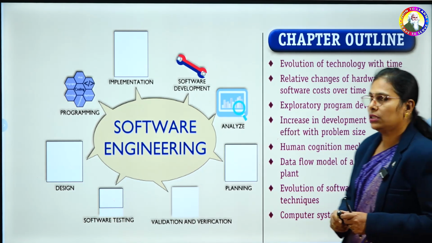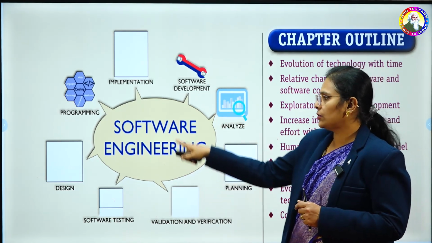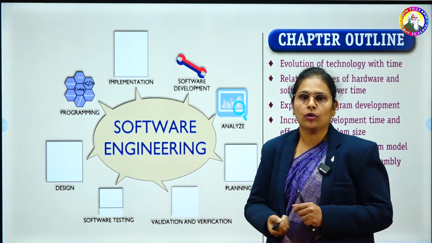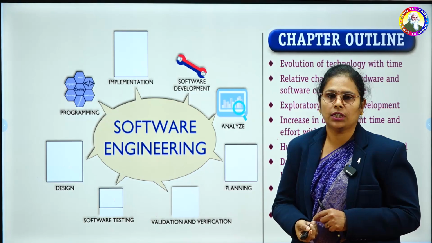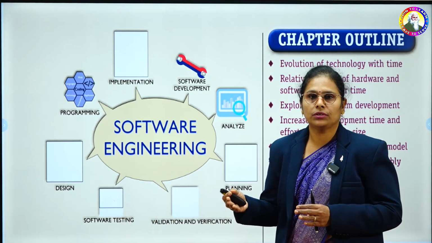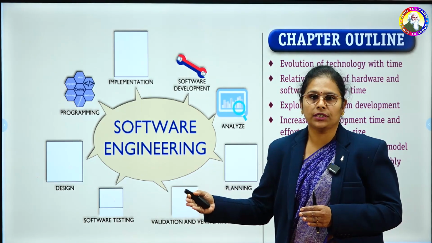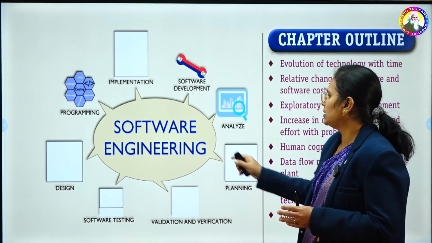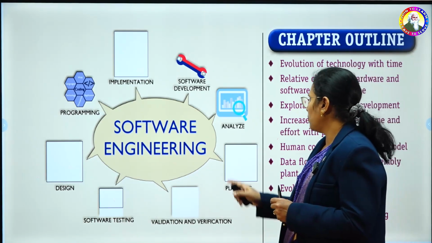Now, we'll see the overall process of software engineering, and how it has been started. I'm talking about evolution, but the end thing we are going to discuss is the entire plan of software engineering, how you are going to do the process. Software engineering starts initially with planning.